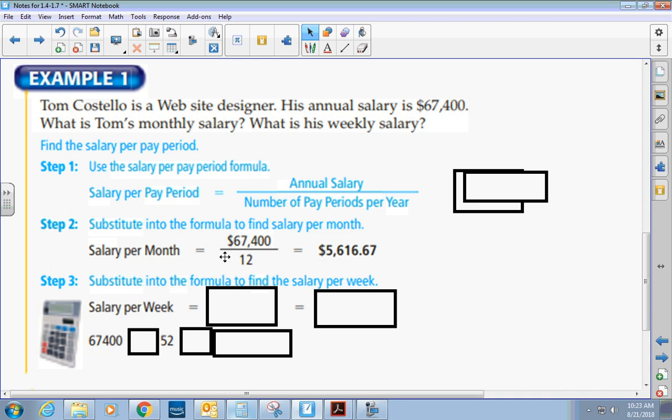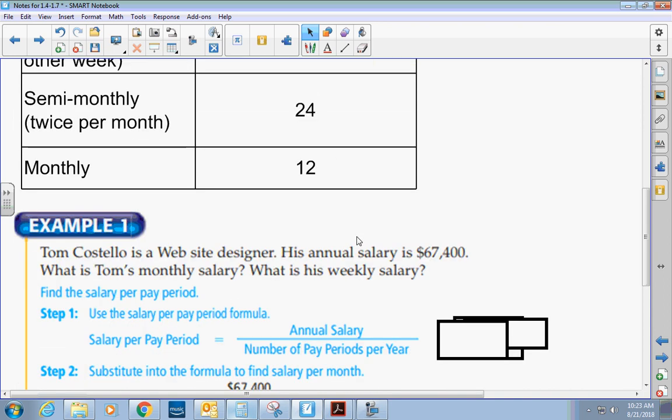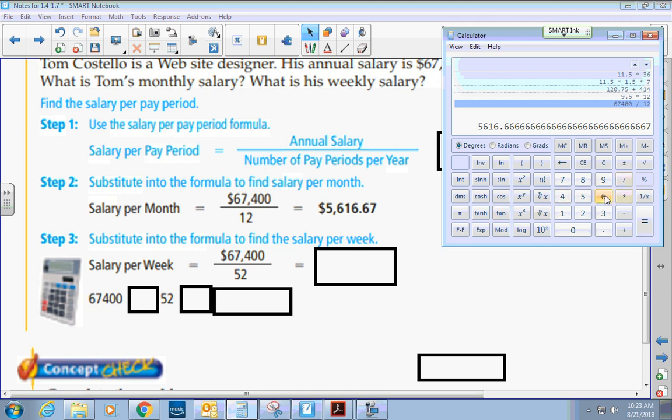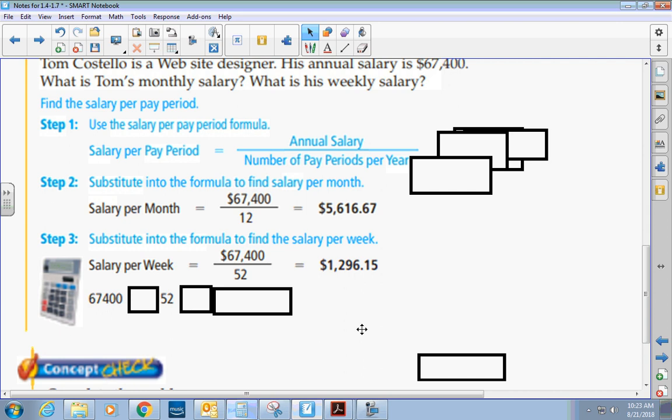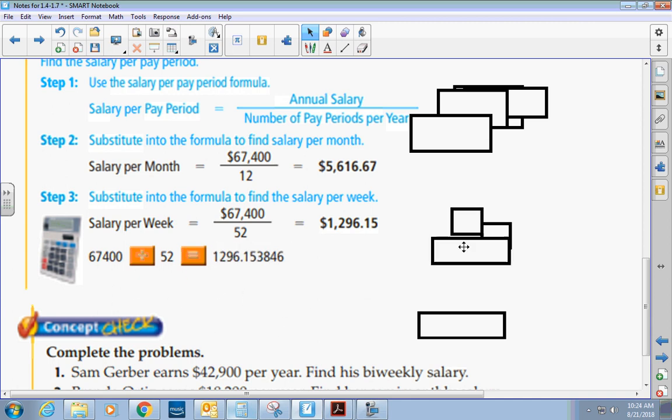And then we do that to calculate for the week. We do that same calculation, except we divide by 52. So 67,400 divided by 52. So each week he should be making $1,296.15. And just in case you didn't know, you take 67,400 divide by 52 equals, and then you got that decimal.